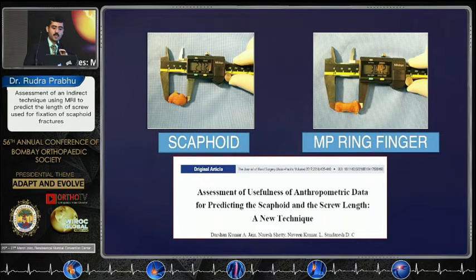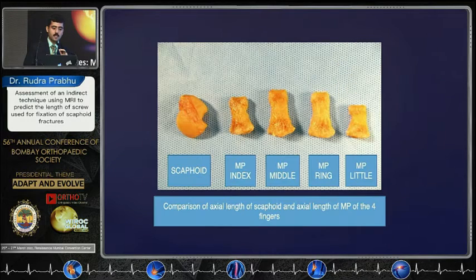This previously published study, which is a cadaveric study, stated that there was a positive correlation between the scaphoid length when measured from the proximal pole to the distal articular surface and the middle phalanx of the ring finger. This diagram shows the scaphoid and the middle phalanges of the forefingers as obtained from cadaveric specimens, and the similarities in the lengths can be noted.